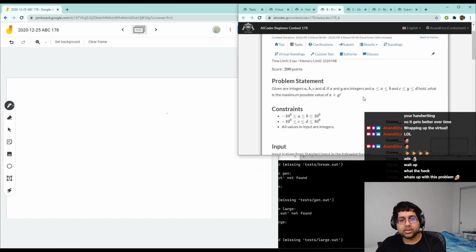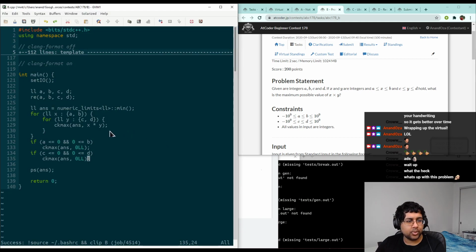All right, so for B, the way that I did B is, there's a few different cases here. A and B could both be negative, they could both be positive, and same with C and D. But basically, you always want to use one of the extreme points, because you want to make the biggest number you can. So you either want to take A and C to make the biggest product of two negative numbers, or you want to take B and D to take the biggest product of two positive numbers.